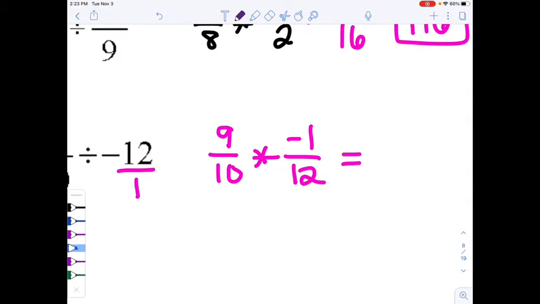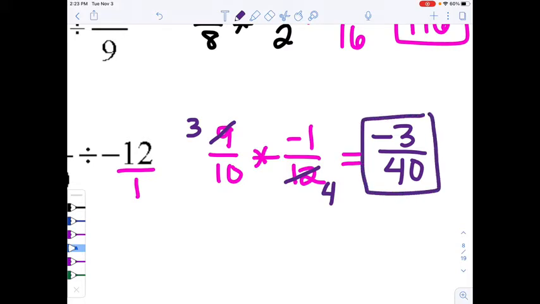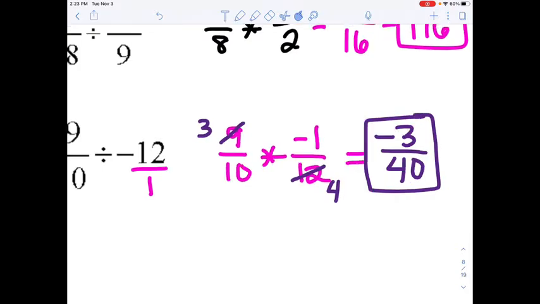9 and 12, those are both divisible by 3. 3 goes into 9 3 times, goes into 12 4 times. 3 times -1 is -3. 10 times 4 is 40. I always check to see if I can simplify that further. In this case, I can't, so my answer is -3/40.